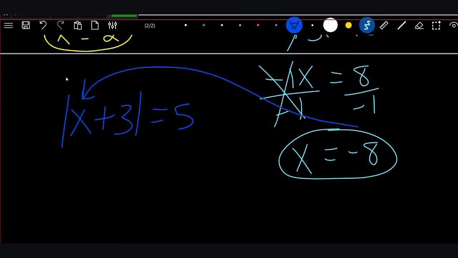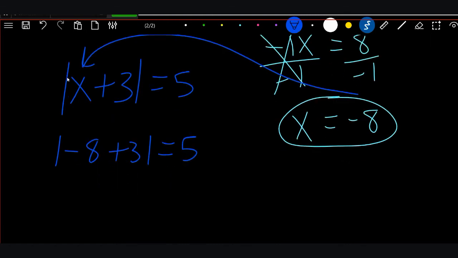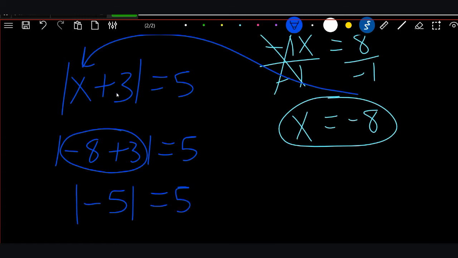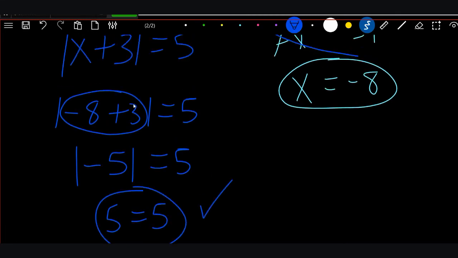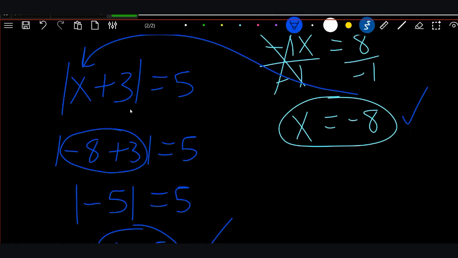So we put that here, and we have the absolute value of negative 8 plus 3 equals 5. Well, when we solve this in here, we get the absolute value of negative 5 equals 5. Remember what we said when we taught the section on absolute value. What is the absolute value of negative 5? It's 5. 5 equals 5. That is also a solution, so both of these work.